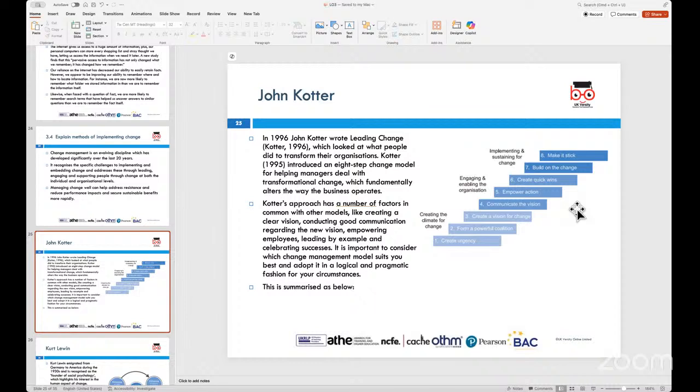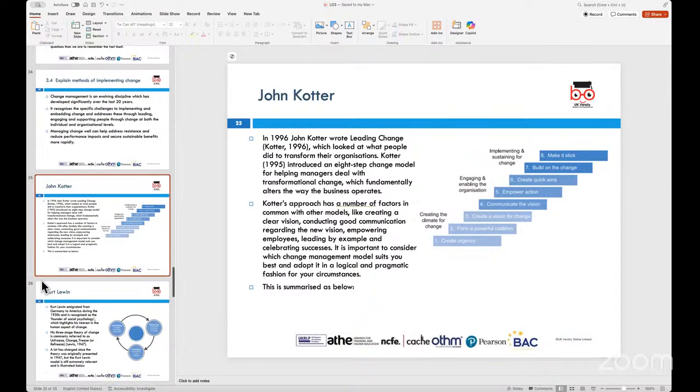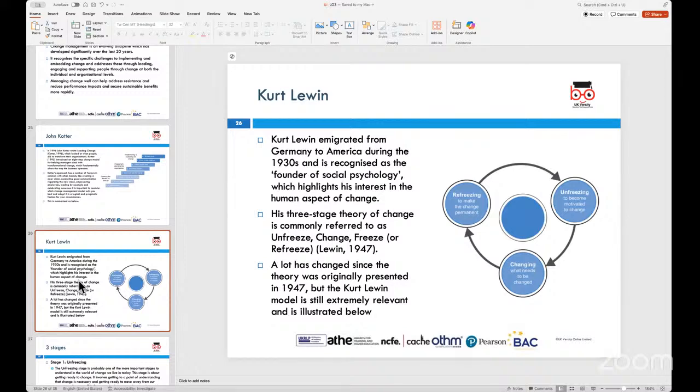So this particular model of how change can be introduced in the organization was introduced by John Kotter in 1995, and this model is called the 8-step model of change.